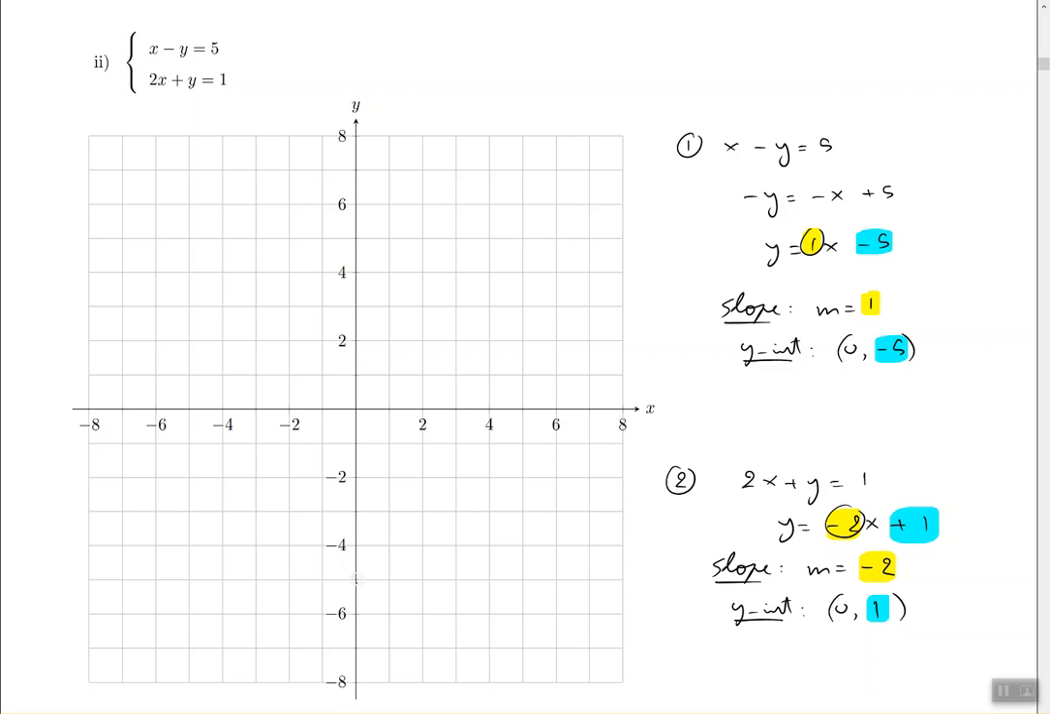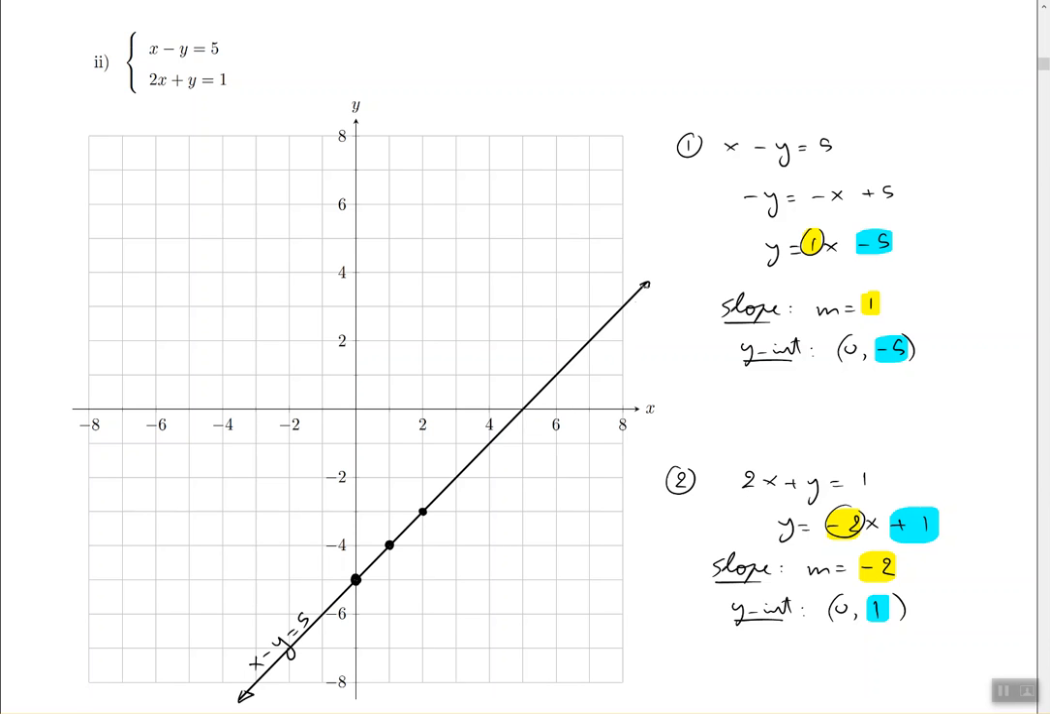So I'm starting at -5, and the slope is 1. So I'm going to go one step up, one step right, and so on and so forth. And so my line is going to look pretty much just like that. So that's the equation that is called x minus y equal to 5.